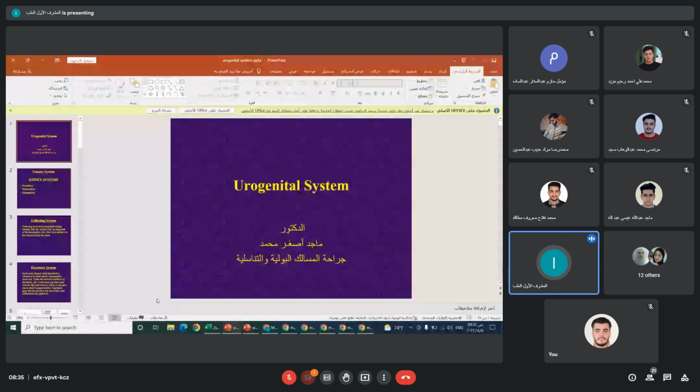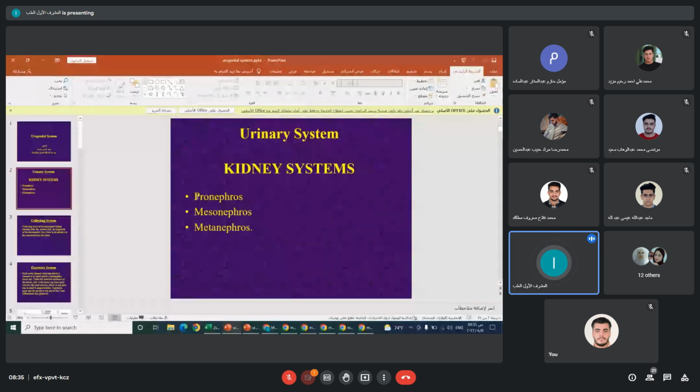At the start of the embryological stage, the kidney system contains three groups. The pronephros appears, but it is not in the adult; in the human embryo it disappears. The mesonephros also disappears, but a few parts of it remain. The pronephros originates in the cervical region, appears in the 4th week, disappears at the end of the same week, and becomes rudimentary and non-functional.